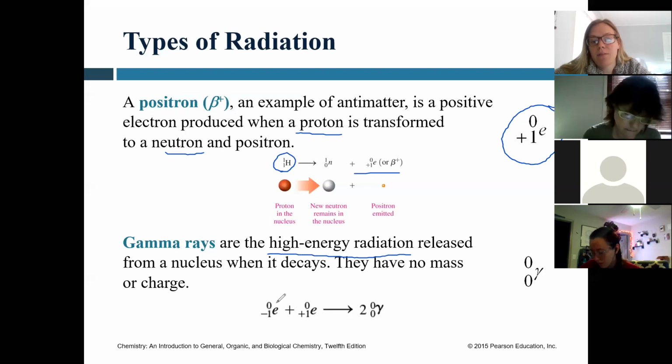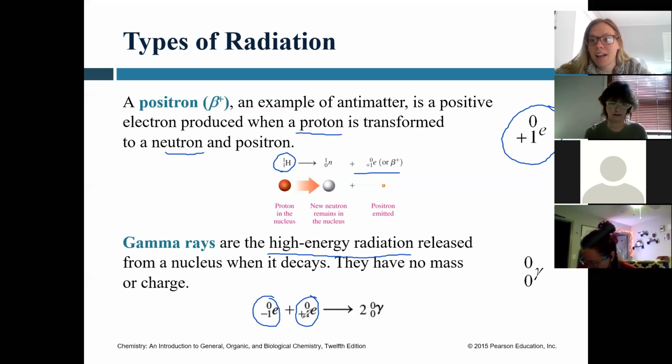It happens when we have the release of a beta particle and a positron, right? No mass, negative charge, positive charge. This is when matter and antimatter come together, and we end up getting this guy right here. So we convert these two particles into just pure energy. So the symbol for this is going to be this sort of curly Y. The charge on it is 0, and the mass on it is 0.